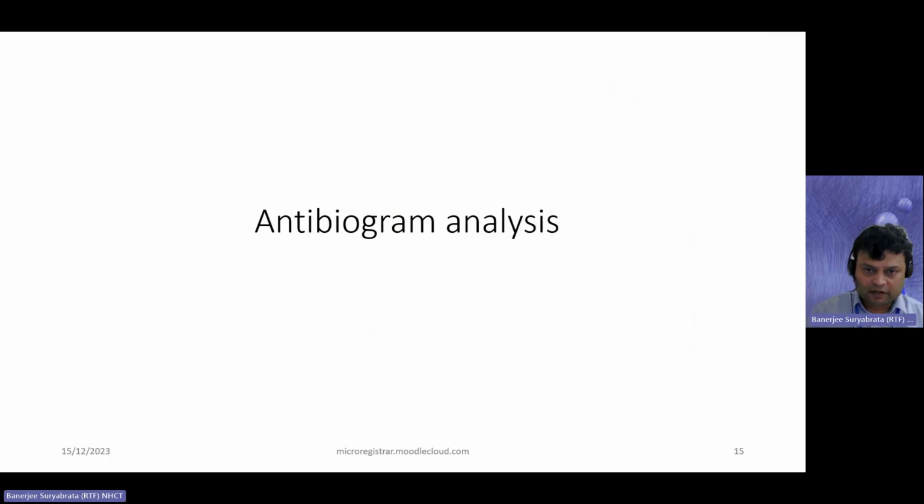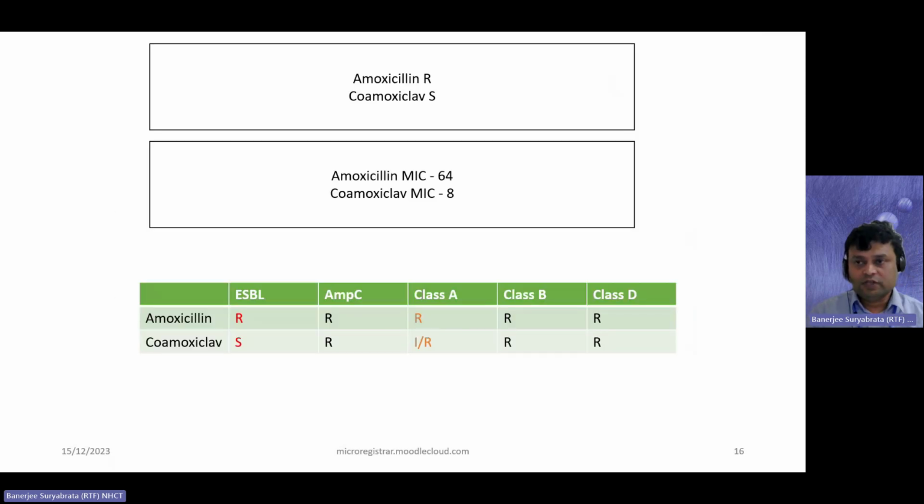Now we'll move to antibiogram analysis. So we are going to go through each set of antibiotics and see what information each antibiotic gives us. So the first one will be amoxicillin and co-amoxiclav. So you might find this amoxicillin resistant and co-amoxiclav sensitive. In the exam or in a clinical situation, you might find just resistant or sensitive, or you might find MIC or zone size. So just look at that.